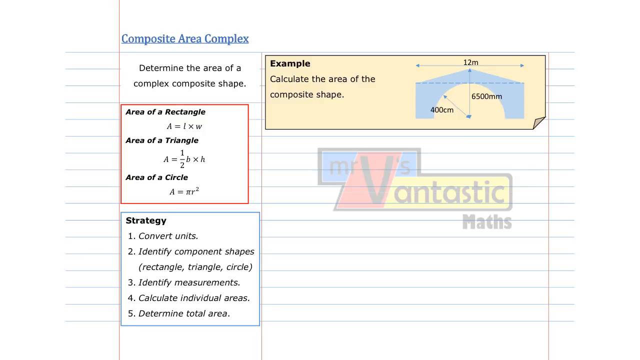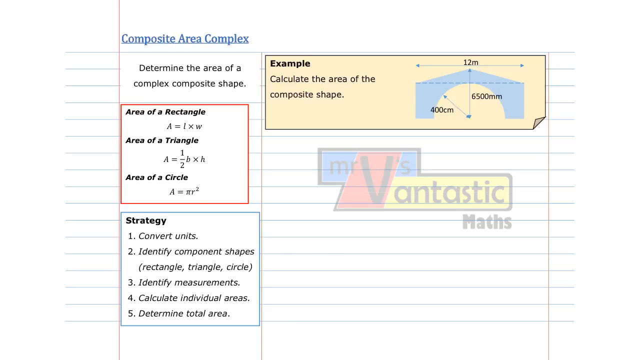This is Mr. V. In this video, we will determine the area of a complex compound shape. We want to calculate the area of this composite shape. And we've got a few things going on, so it is fairly complex.